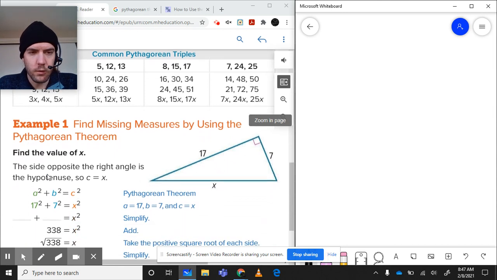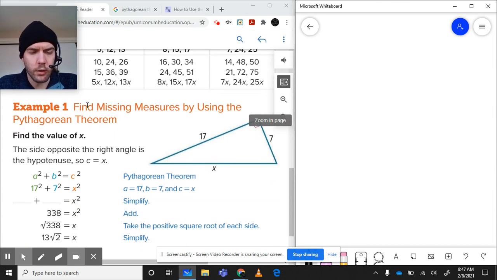Okay, so in example 1, in our next video, we'll go through and practice using the Pythagorean theorem to interact with some drawings, and try to solve for missing lengths on the sides of a right triangle.